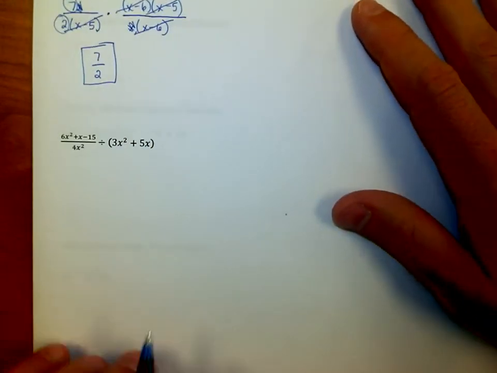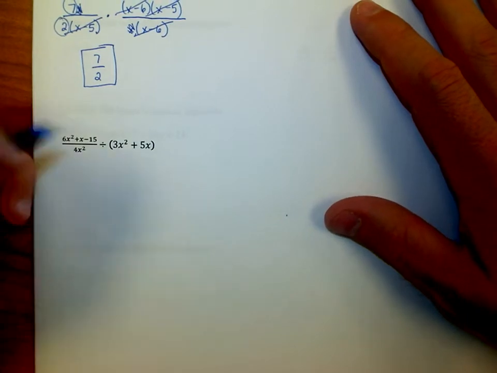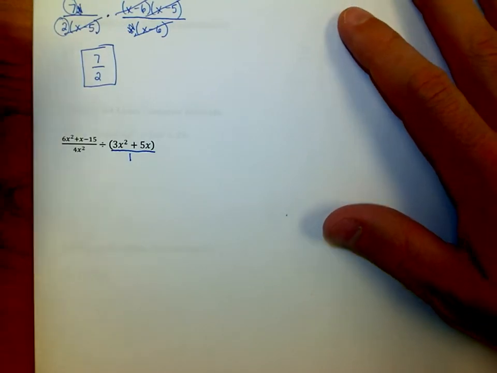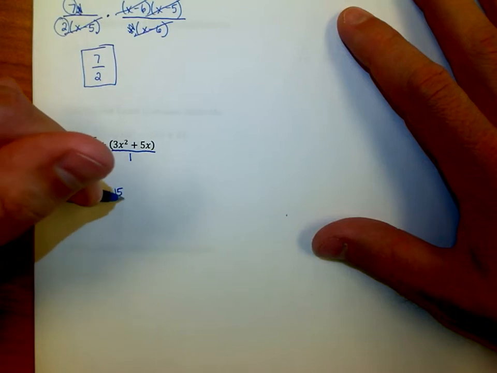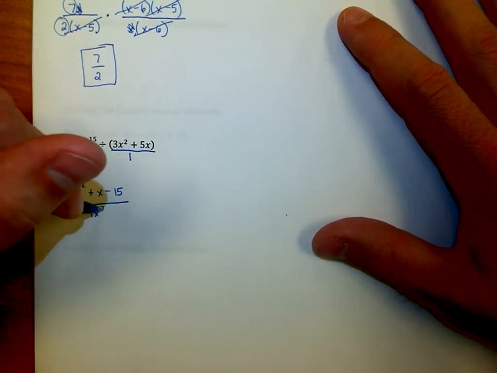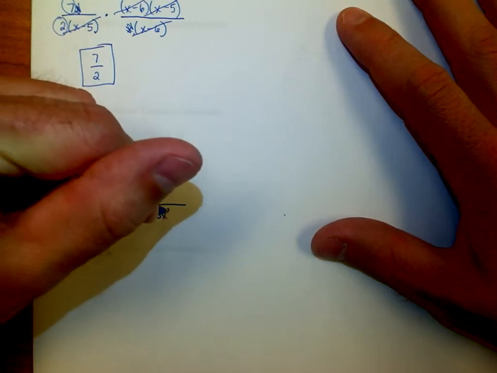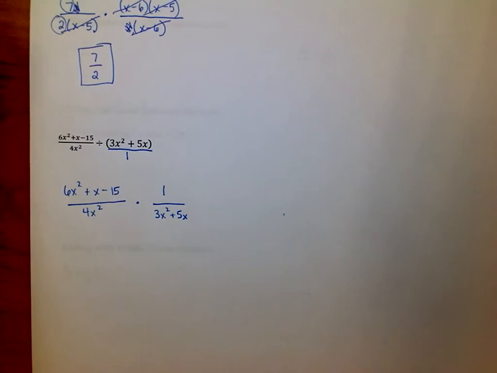One more. What if there's only one term at the bottom, one term that I'm dividing by? Instead of dividing by it, remember we could write that as over 1, and we could say that really the first thing is 6x squared plus x minus 15 all over 4x squared, times 1 over 3x squared plus 5x. We could rewrite it as that.